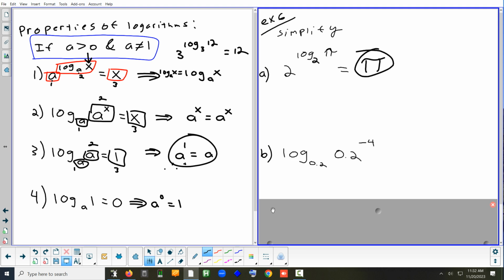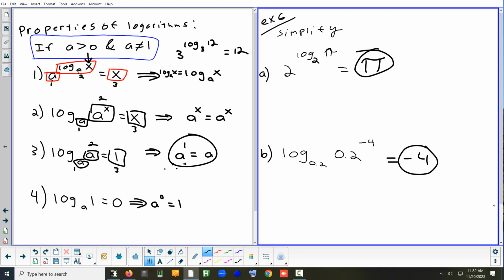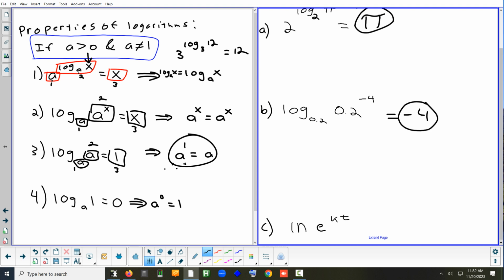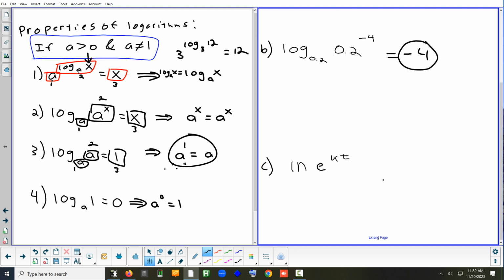Let's try this one. Which property does that one look like? 2. That is property 2. And using that property, what would it simplify to? -4. -4. All right, let's look at this one. A little bit harder, but it is still one of the properties.